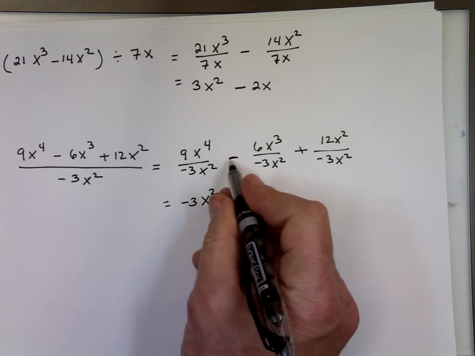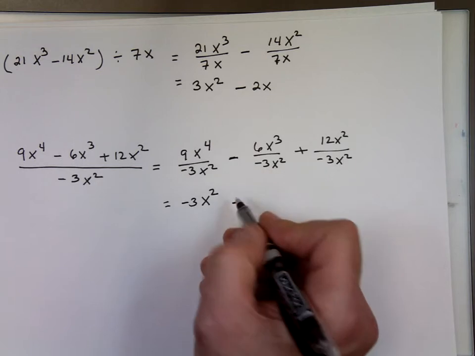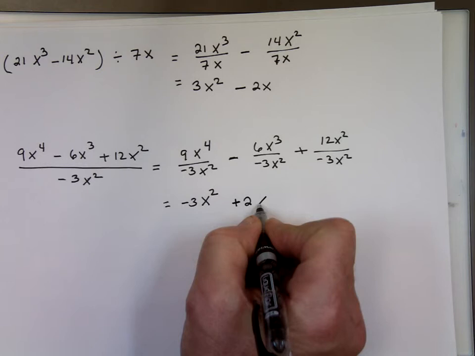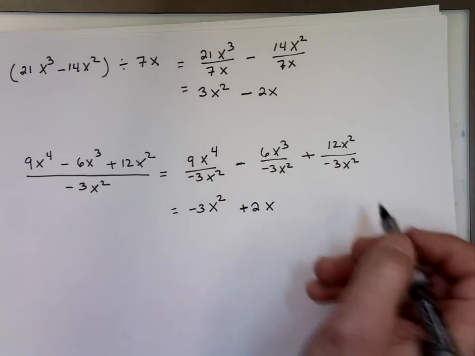Here's the minus. What's 6 divided by negative 3? So what's minus and negative 2? Positive 2. X to what power? 1, 3 minus 2 is 1, good. There's the plus.